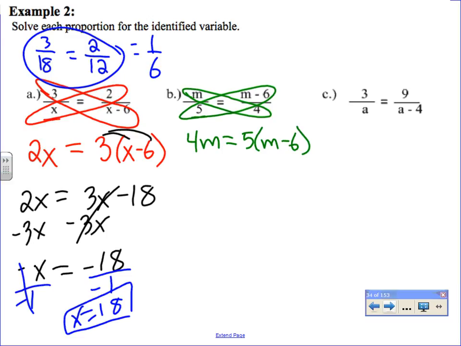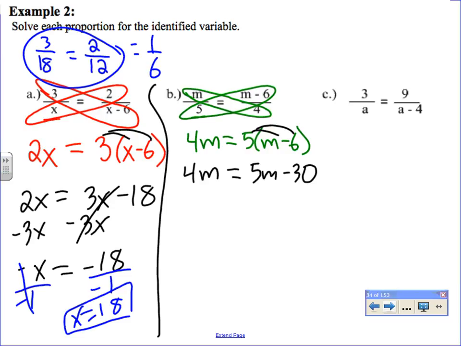That's where distributive property comes into play. So we are going to rewrite our 4m, distribute the 5 through. We have 5m minus 30.